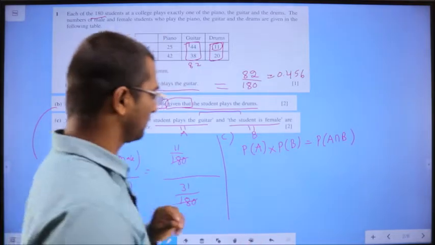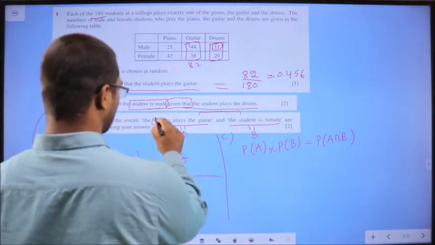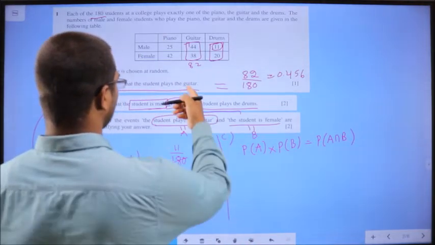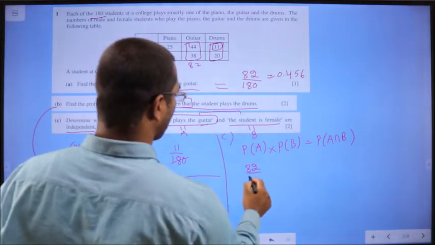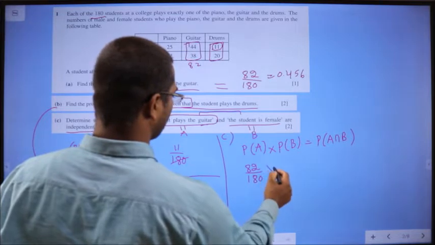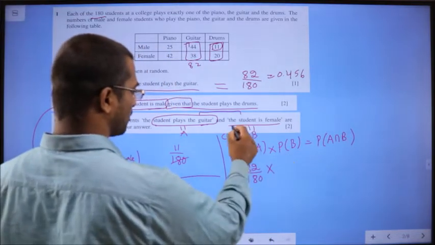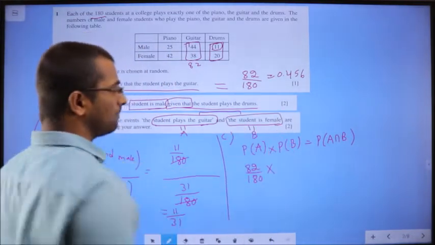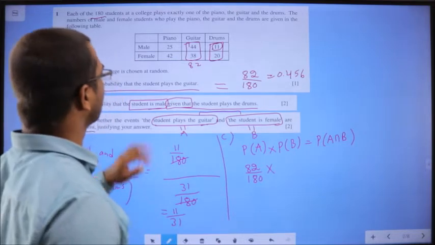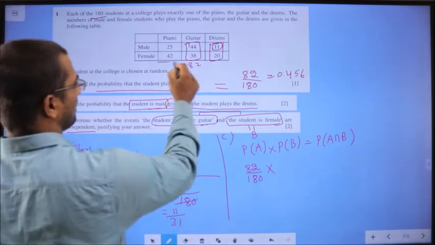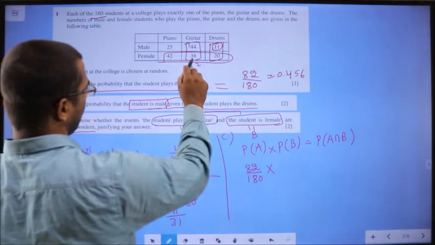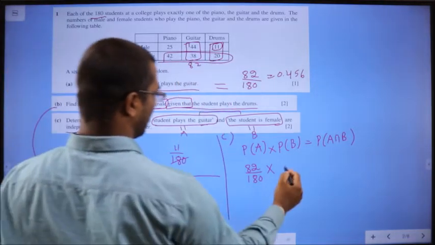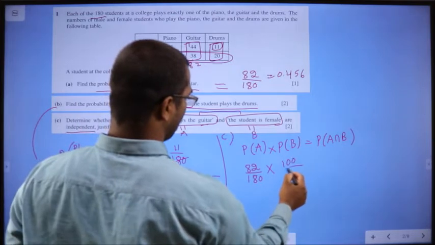Let us check. How much is P of A? The student playing the guitar, which we found in the first part, is 82 by 180. Now B is the student is female. How many females are present? Count these three: 42 plus 38 plus 20, that is 100. So 100 over 180.